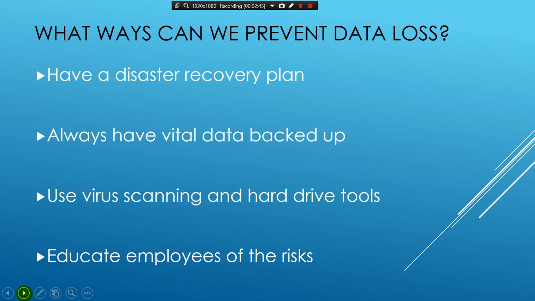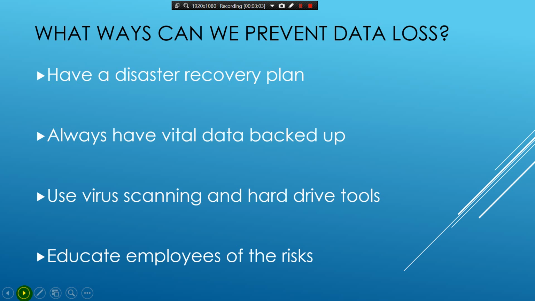By using antivirus scanning software and hard disk tools to defrag and to check for errors, this can actually help prevent data loss because it can actually tell you when a hard drive might be crashing and give you the time to actually back your data up, and that way you don't lose information.